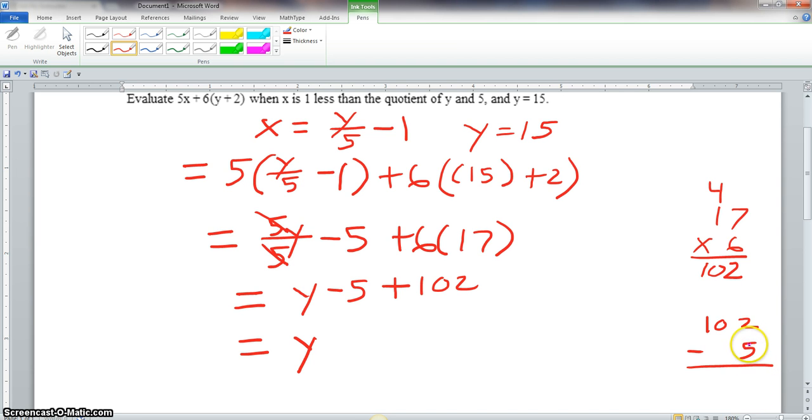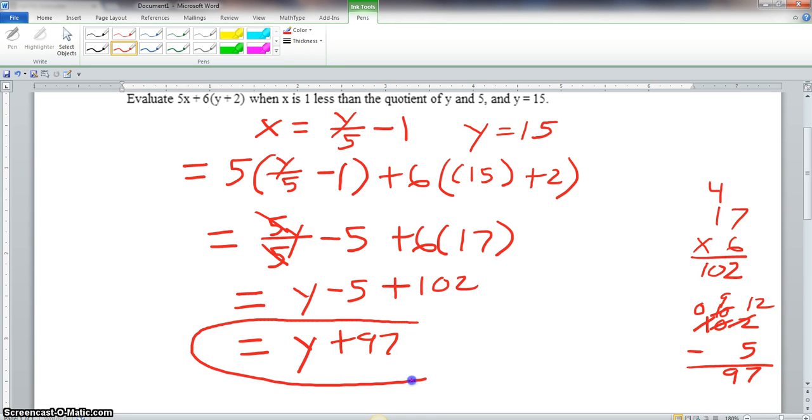Now we know we cannot subtract 5 from 2, and we cannot borrow 1 from 0. So we go over to this 1, and this 1 becomes 0. This 0 becomes 10, but we have to borrow 1 from this 10, so that makes it a 9, and this 2 becomes 12. 12 minus 5 is 7, and we will bring down our 9. And we don't bring down the 0, so this is 97. And it's positive because we know 102 is larger than 5, and we carry the sign of the 102. So it'll be y plus 97 will be your final answer.